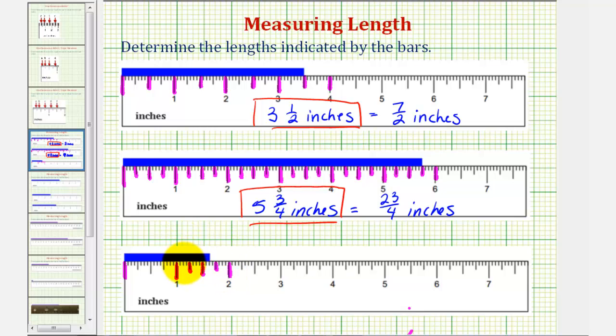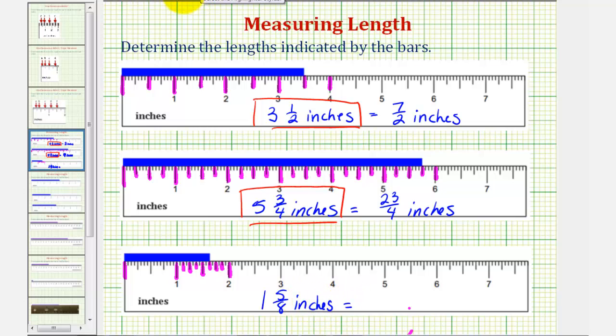So we would cut it here, here, here, and here, giving us a total of 8 equal partitions for this length of 1 inch. So each piece is 1/8 of an inch. So we have 1 and 1, 2, 3, 4, 5/8 of an inch. This should be 1 and 5/8 inches.